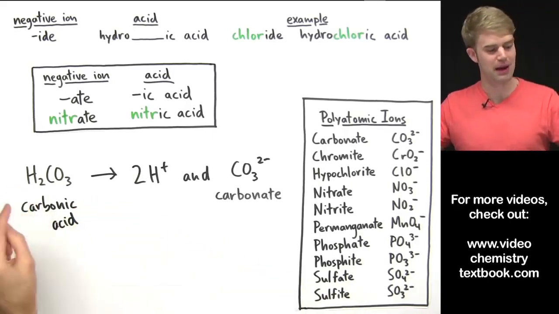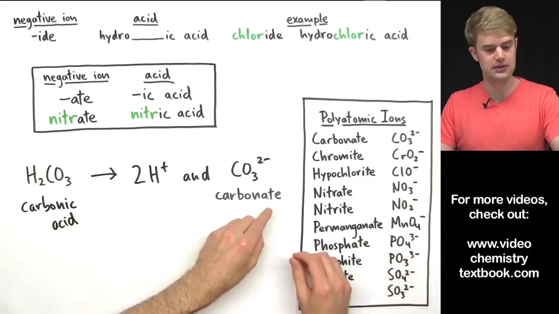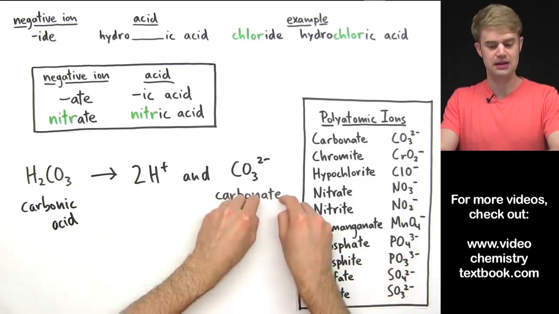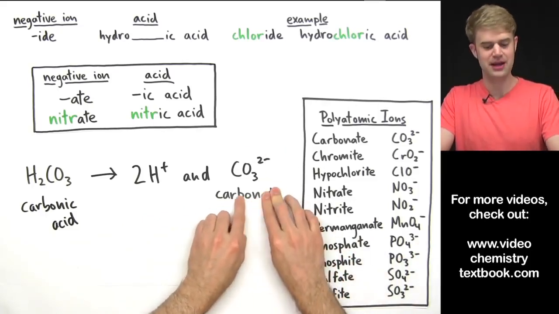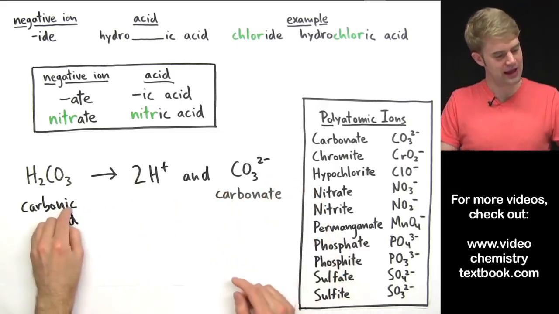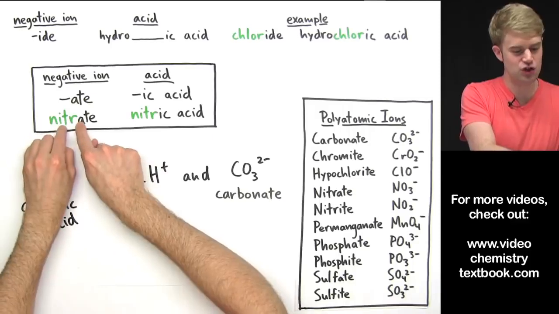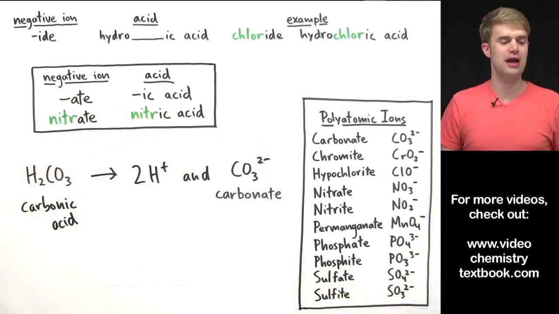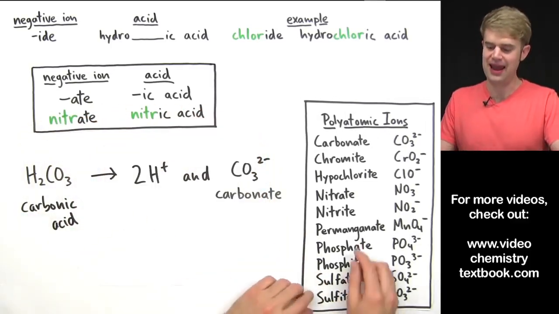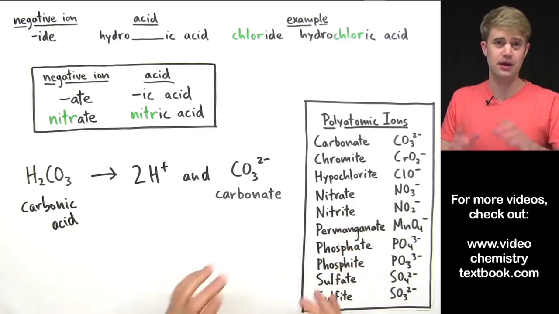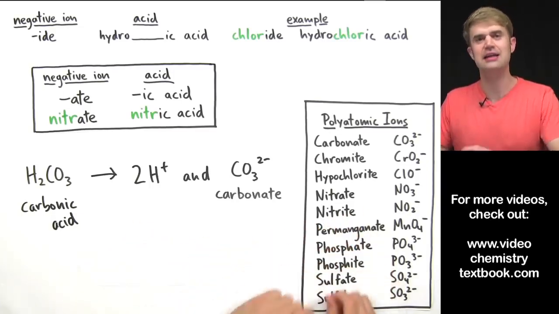So that's how we name acids that contain ions that end in ATE. We take off the ATE from the negative ion name, and then we put IC and we add acid. Carbonate goes to carbonic acid. Nitrate goes to nitric acid. Now the other type of polyatomic ion ends in ITE. Let's look at how we name acids containing these.